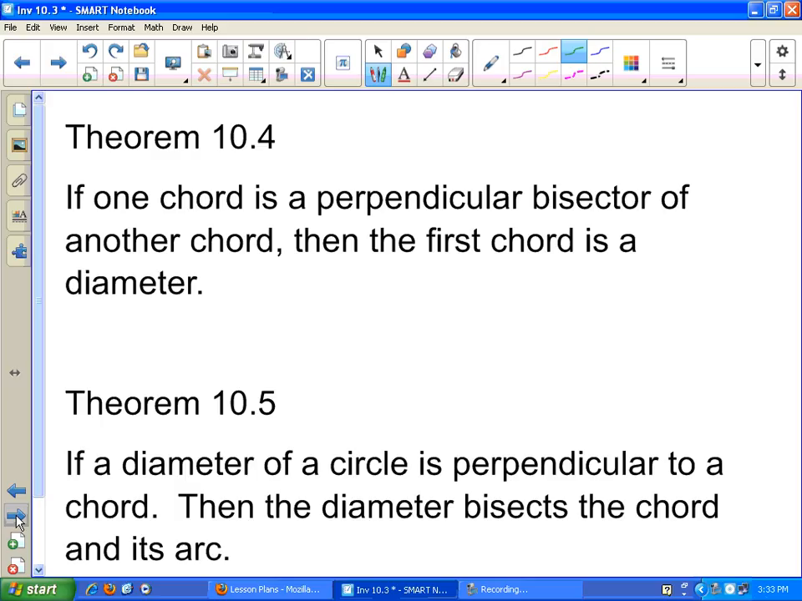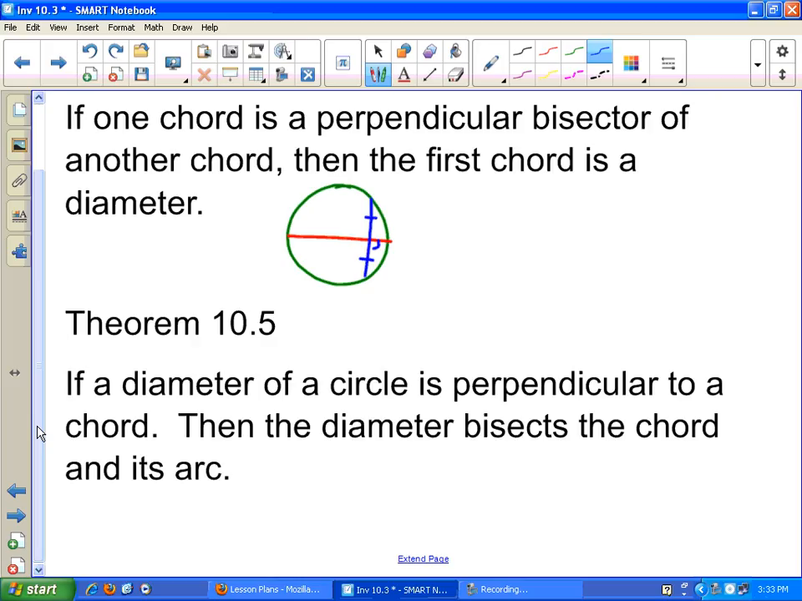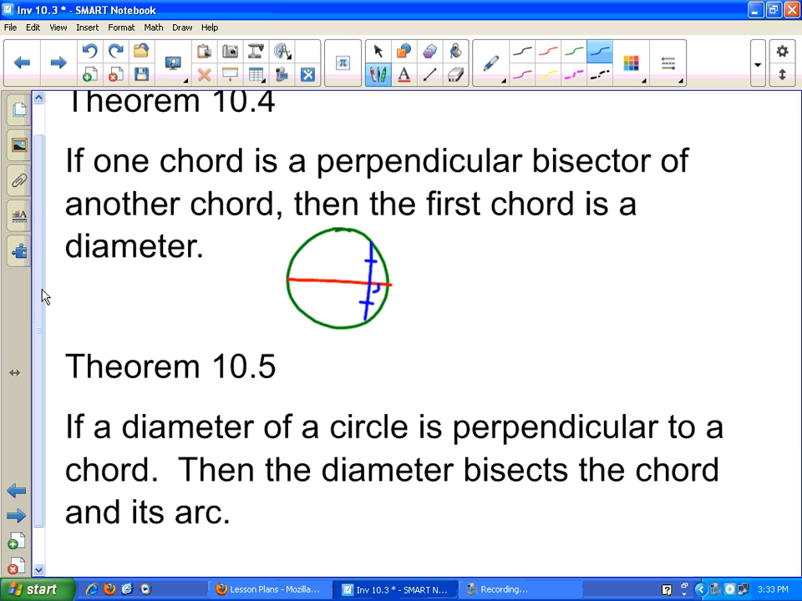We've got a couple theorems here. If one chord is a perpendicular bisector of another chord, then the first chord is a diameter. So what that would mean is I've got my circle, my first chord, and my second chord. That would have to be a 90, and that would have to equal that. We've got theorem 10.5: if a diameter of a circle is perpendicular to a chord, then the diameter bisects the chord and its arc. Again, same idea as up here, just applying it a different way.